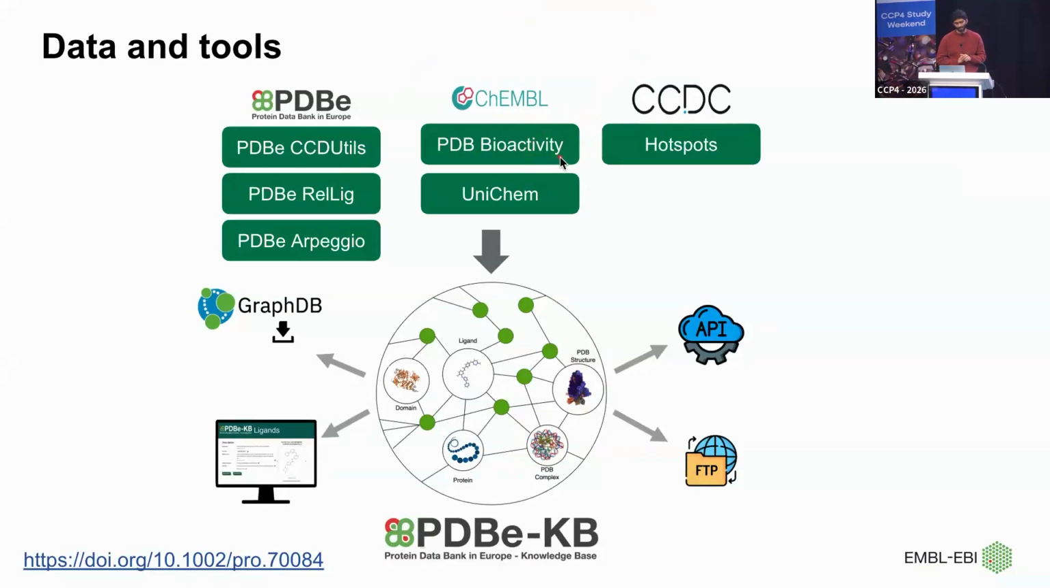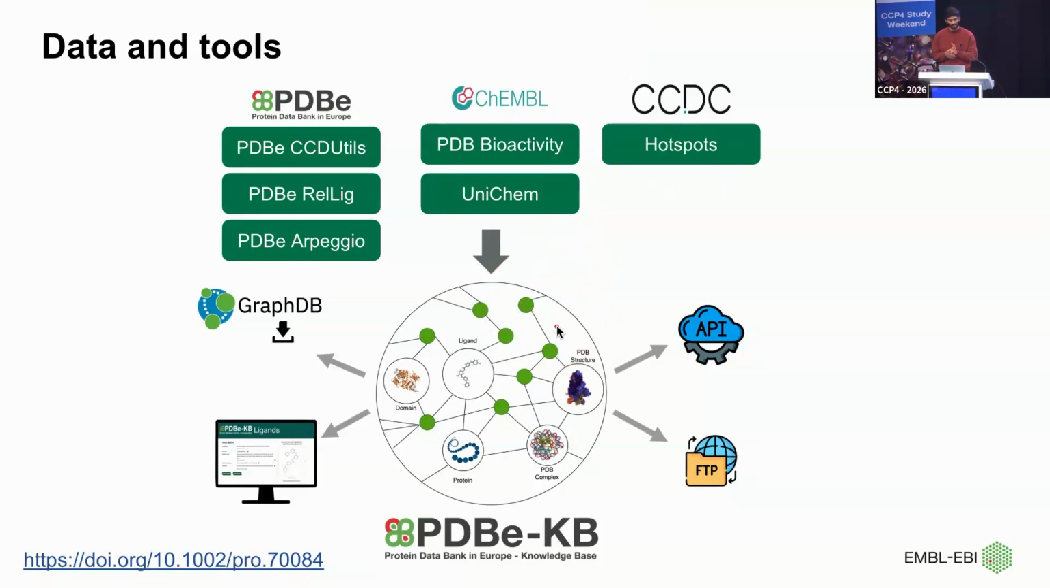And the PDB bioactivity, this is soon to be released as open source software from ChEMBL. This one maps between PDB and the ChEMBL database. And UniChem is a source which you can use to map between different resources, mainly maintained in ChEMBL, but there are other resources like PubChem also within UniChem. And Hotspot, this is an open source software that I mentioned, you can use to find the fragment hotspots in the structure. Now, we use different types of databases.